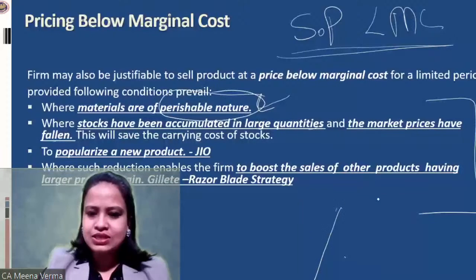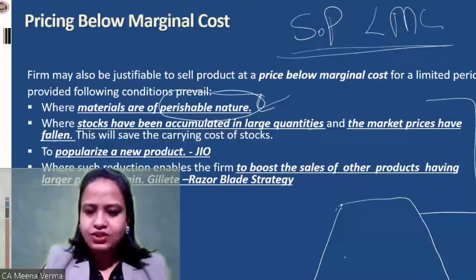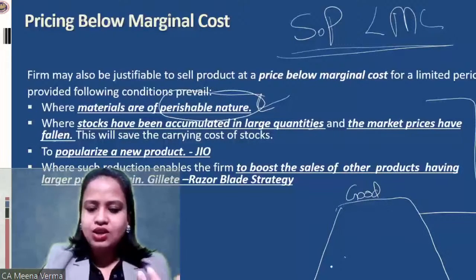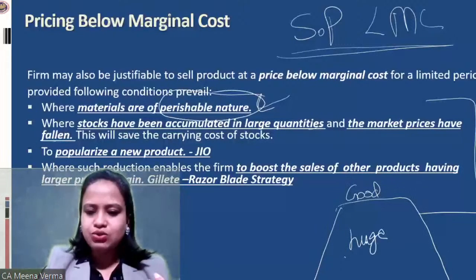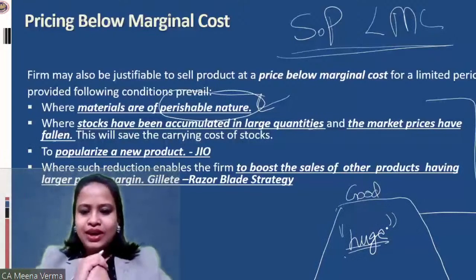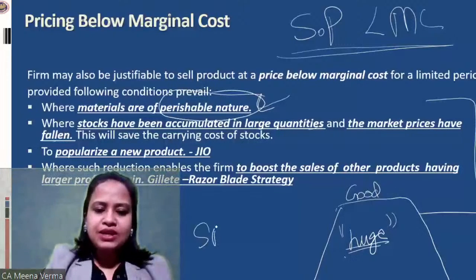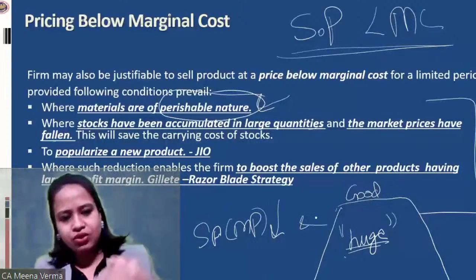You have this in large quantity. You have purchased some finished goods in huge quantity, and you know that the market selling price of these goods has fallen in the market.